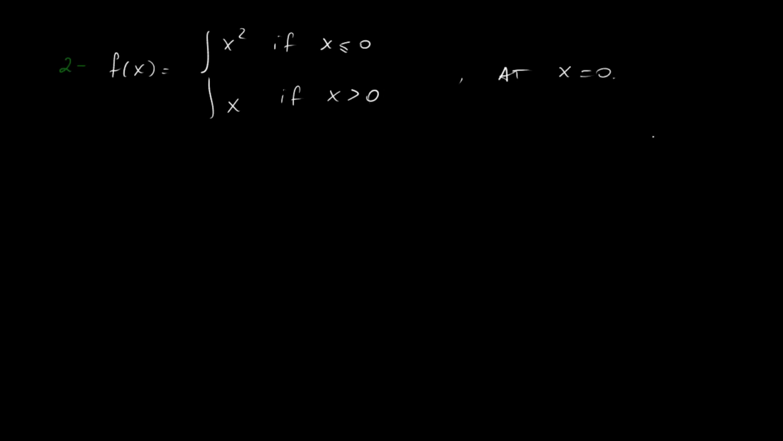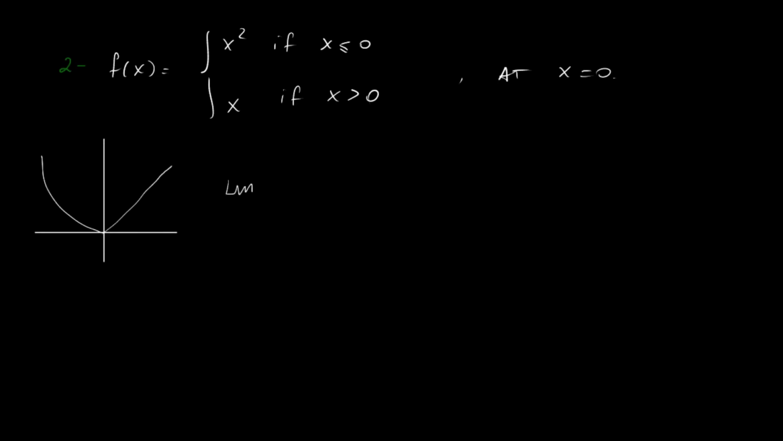Now let's look at the second example we talked about. Now f of x is going to be x squared if x is smaller than or equal to 0 and x if x is greater than 0. And let's think about the derivative of this function at x equal to 0. Like before, let's first draw the function.